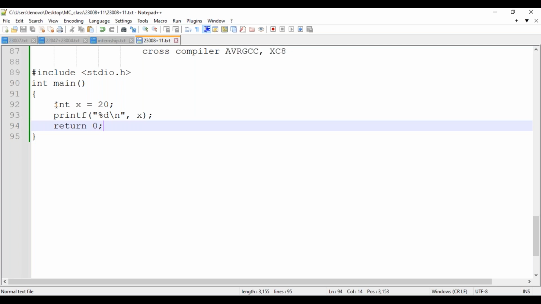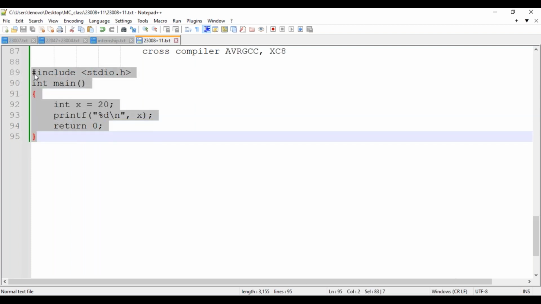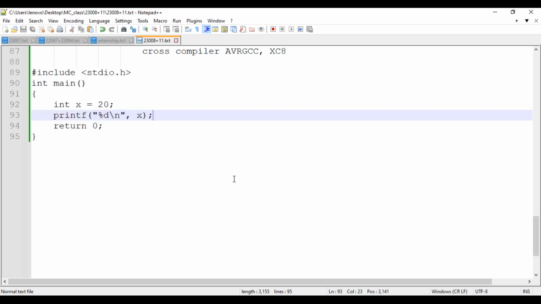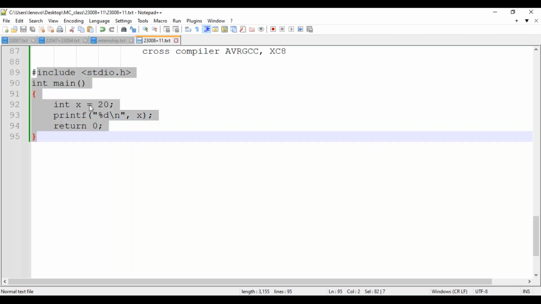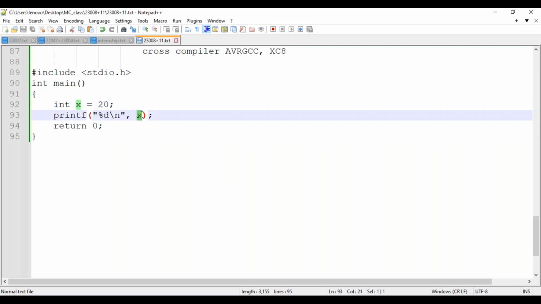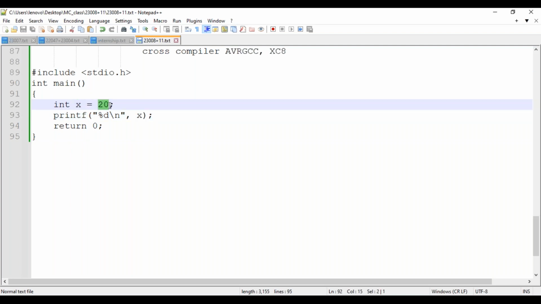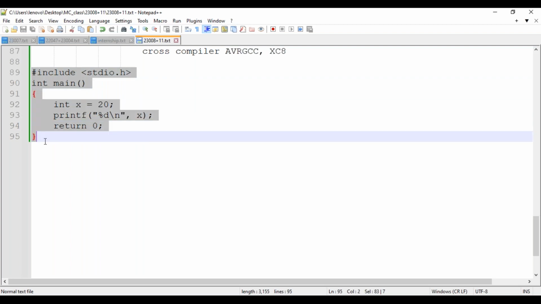There's an integer variable called x initialized with the value 20. I'm trying to print the value of x and returning 0. So what do you think is the aim of me writing this program? Or what do you think is the purpose of having this program written? Yes. The purpose is to print the value of variable x, which is 20.